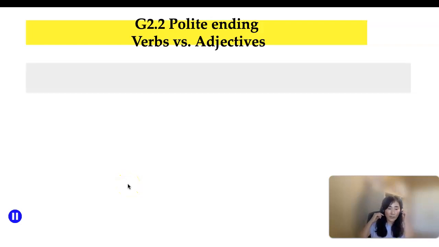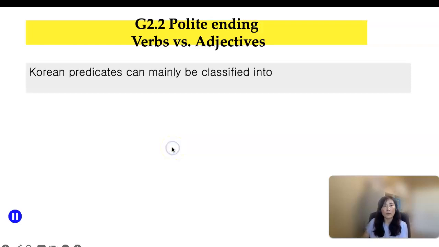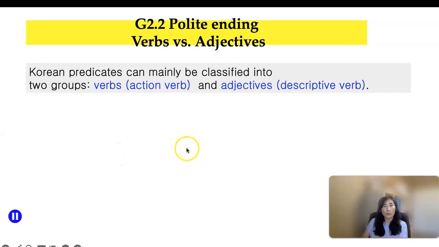Turn to textbook page 72, grammar 2.2, the polite ending, 어요, 아요. Before getting to the polite ending, I just want to talk about the Korean predicate, verbs and adjectives. Korean predicates can mainly be classified into two groups: verbs, which are action verbs, and adjectives, which are descriptive verbs.